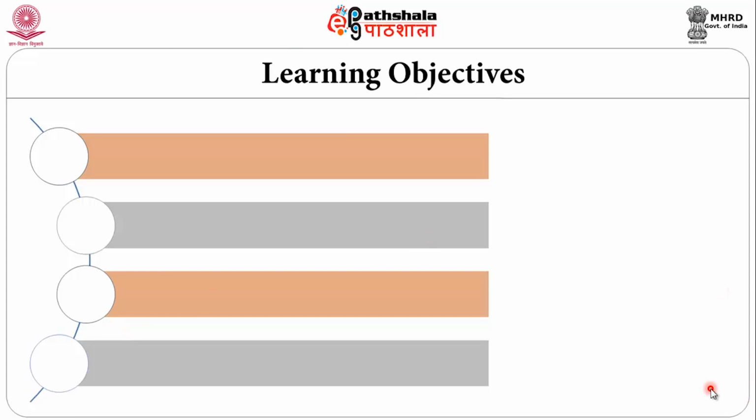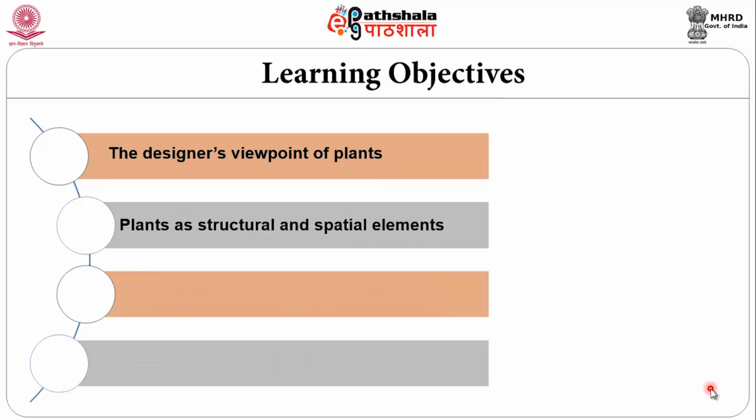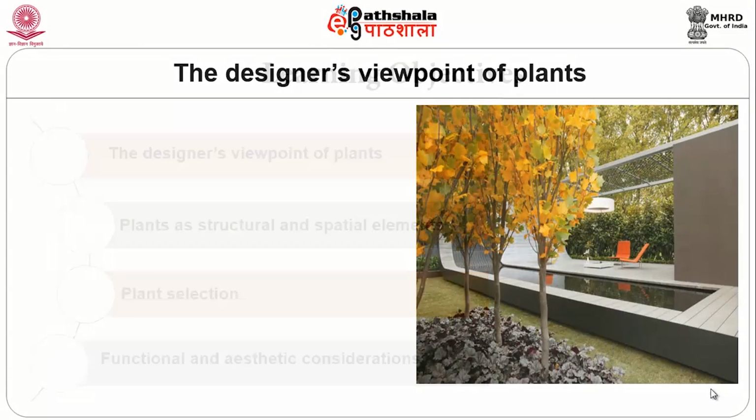Under this particular heading, we would look at the designer's viewpoints of plants as such, and also see plants as structural and spatial elements. Then we would see plant selection, and then we would look at plants with respect to the functional and the aesthetical considerations that they could bring into the entire design process.